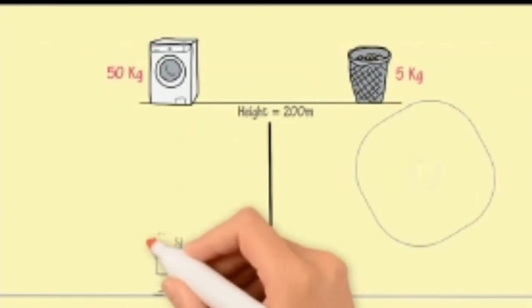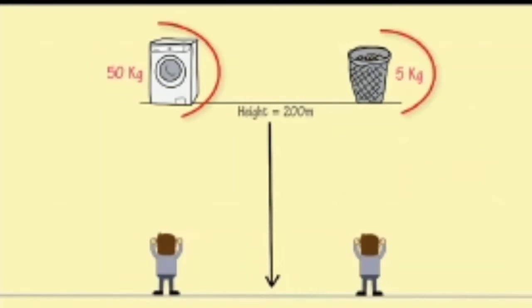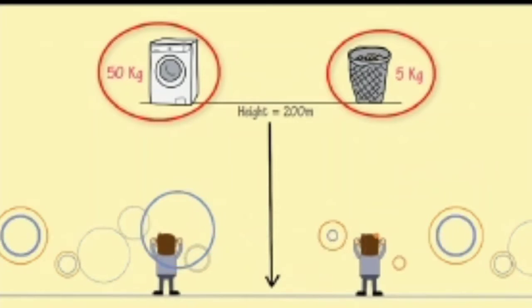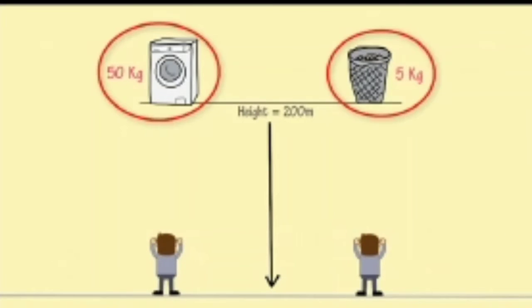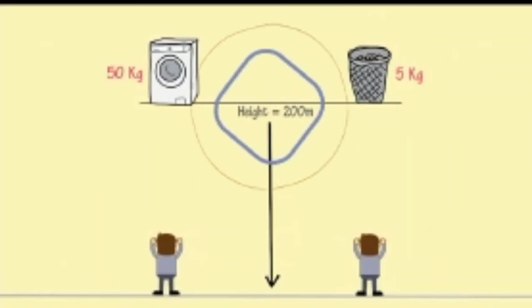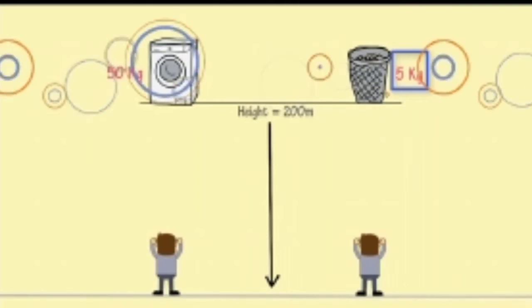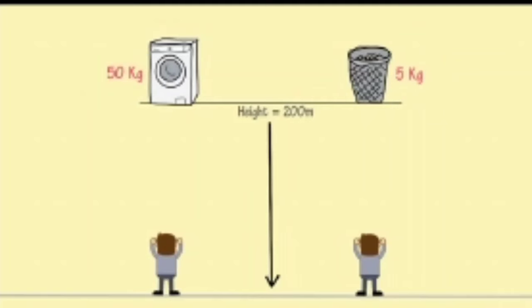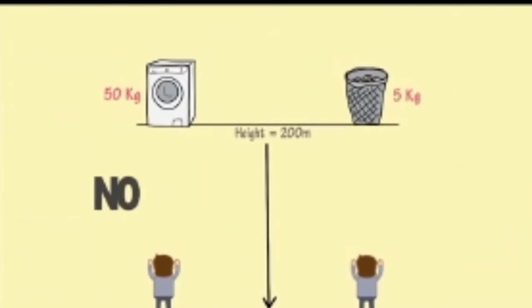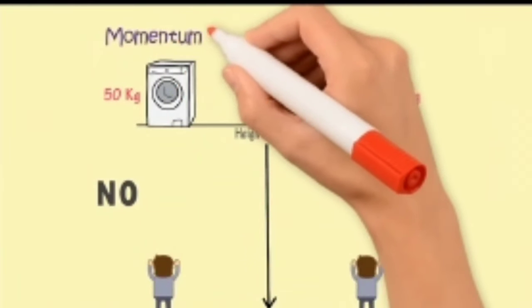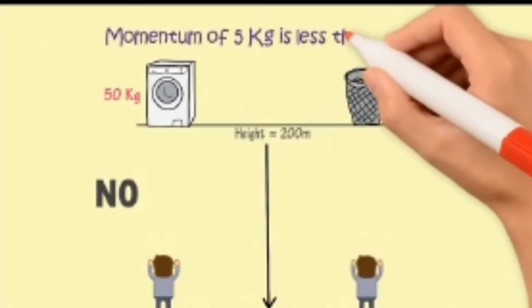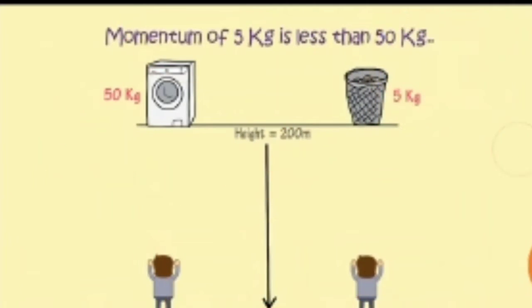If I ask you to catch one object of these two objects, which object would you choose to catch? I am sure you will choose the object of 5 kg. It is because the mass of 5 kg is lesser than 50 kg. The answer in physics is no. It is because the momentum of the 5 kg body is less than the momentum of the 50 kg object.